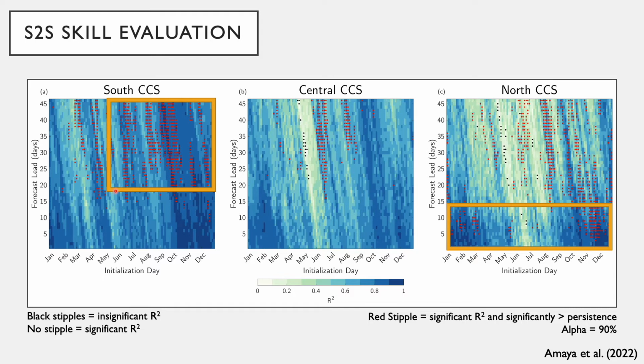And this is interesting when you compare these results to something like the North California current system, which is very different. You can see that the forecast skill is much lower throughout the Northern California current system. You can see these greens and lighter blue colors. And you also see that there are significant dynamical forecasts above persistence at earlier lead times. You can see all these red stipples here.